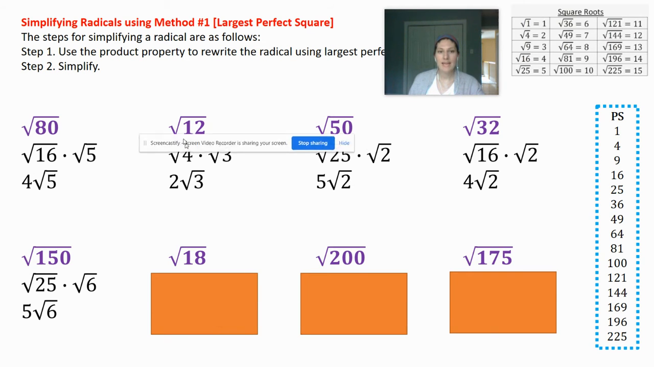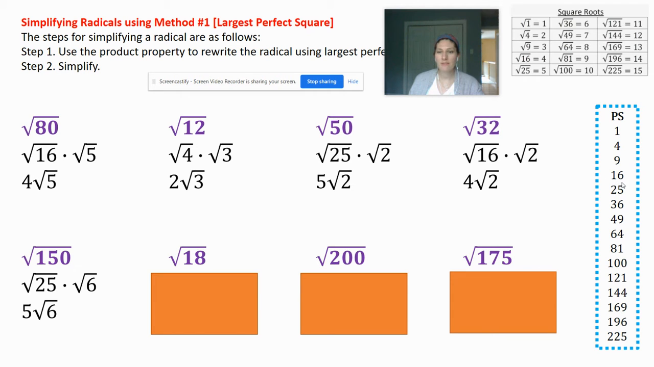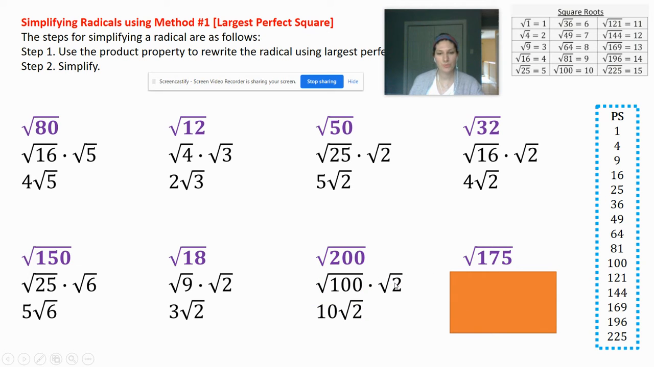Next up, square root of 18. 18 falls right here. Find the biggest perfect square factor, 9. 9 times 2. And the square root of 9 is just 3. So my final answer is 3 root 2. Square root of 200. 200 falls right here. I work backwards until I find the biggest perfect square factor. That factor is 100. 100 times 2. Square root of 100 is just 10. So my final answer is 10 radical 2.